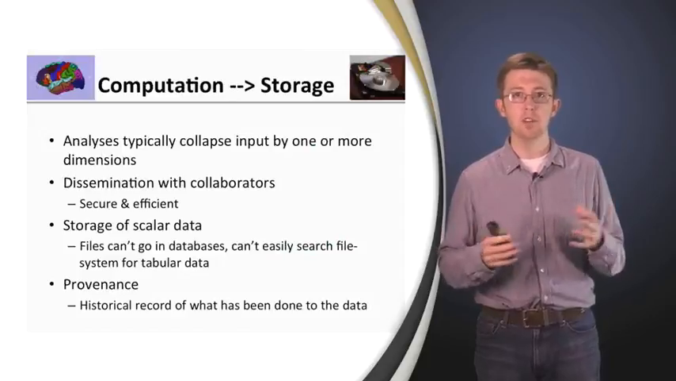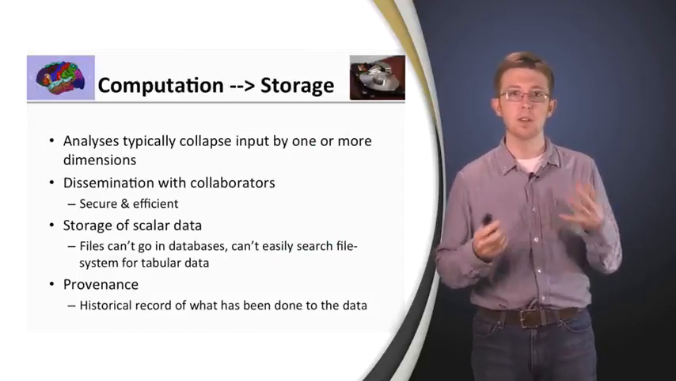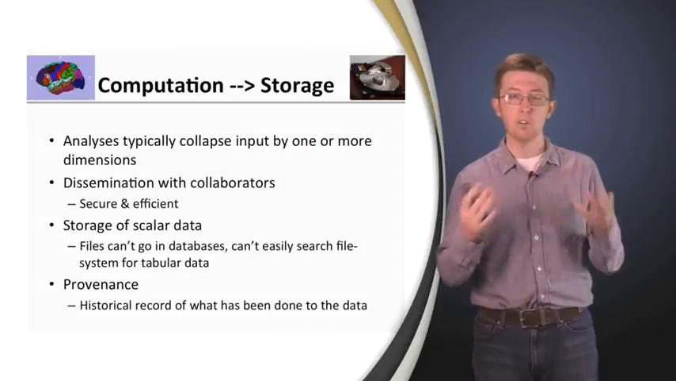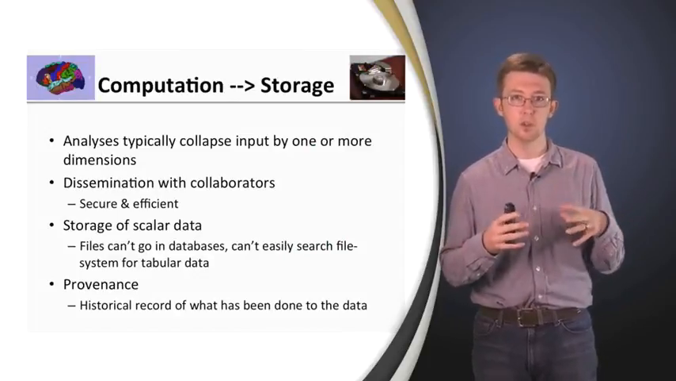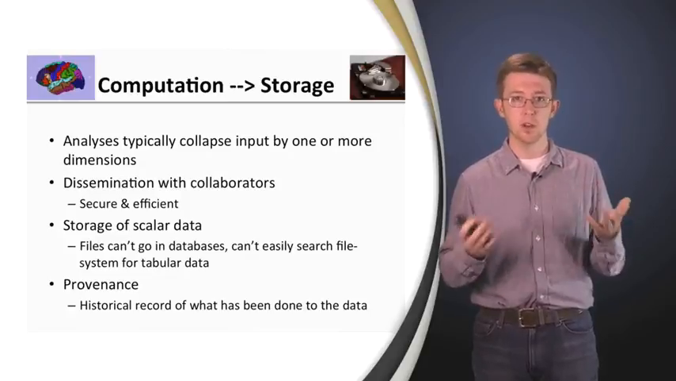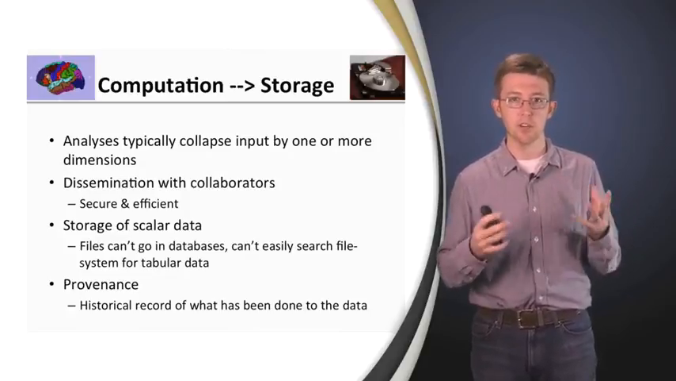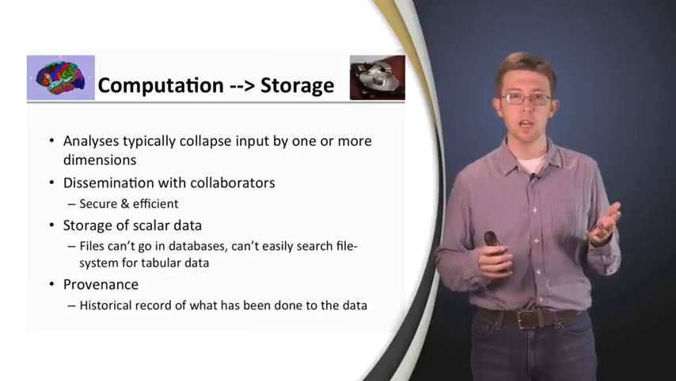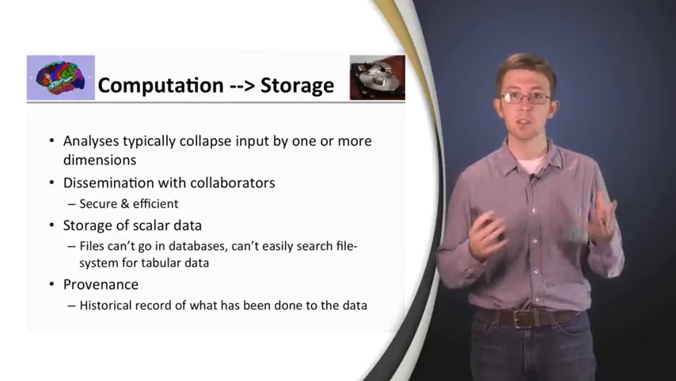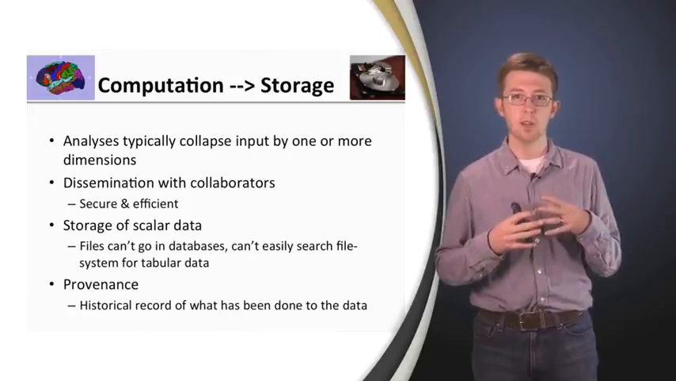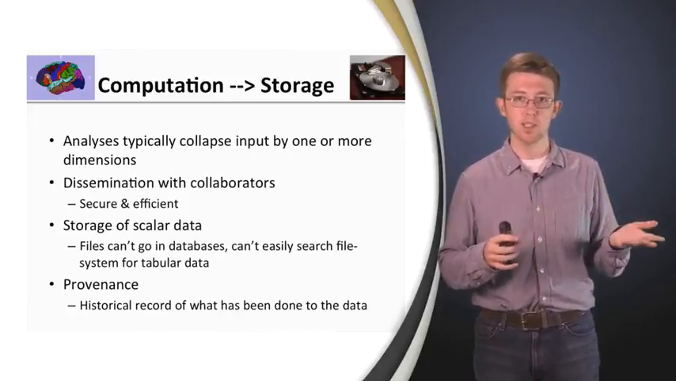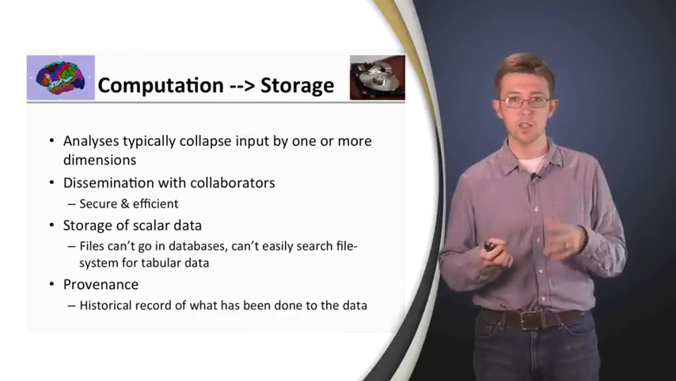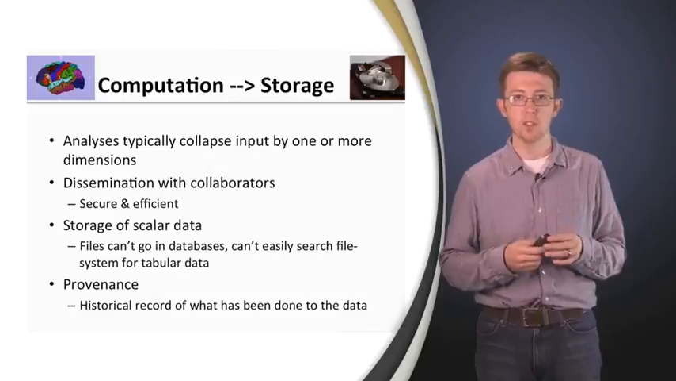So I've tried to explain how analyses typically collapse our input by one or more dimensions. After we run an analysis, we want to disseminate the results with collaborators in a secure and efficient method. Almost all image analyses will produce some scalar data. It's an open question where we store that scalar data. Do we store it in a database or on a file system? Unfortunately, there are pros and cons to both ways.